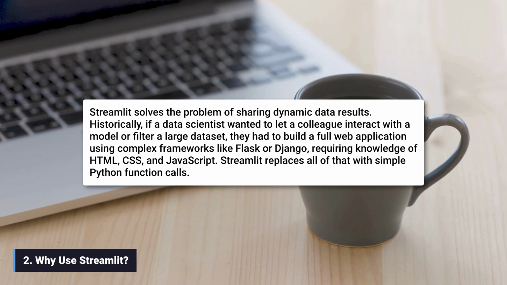2. Why use Streamlit? Streamlit solves the problem of sharing dynamic data results. Historically, if a data scientist wanted to let a colleague interact with a model or filter a large dataset, they had to build a full web application using complex frameworks like Flask or Django, requiring knowledge of HTML, CSS, and JavaScript. Streamlit replaces all of that with simple Python function calls.